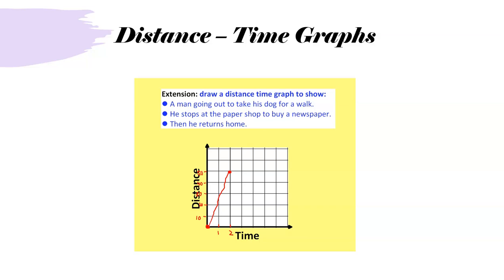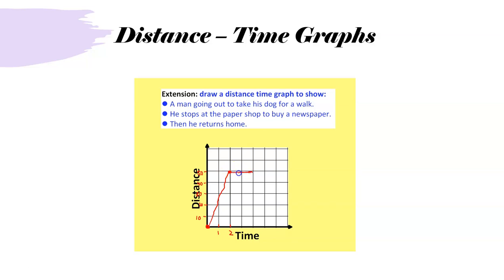So in this section, he has taken 2 minutes to walk 50 meters. He's a very slow walker. Here is where he stops at the paper shop. He buys a paper. Now say it takes him 2 minutes to buy the paper.